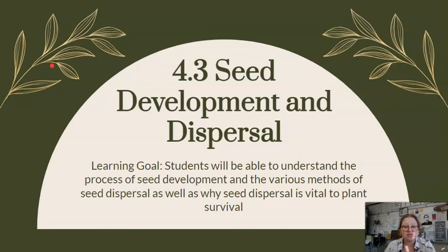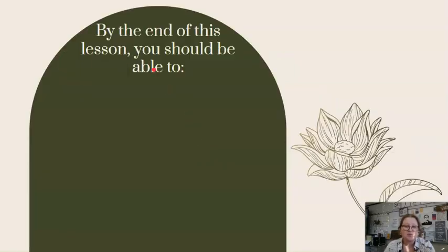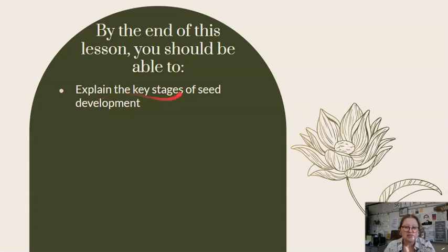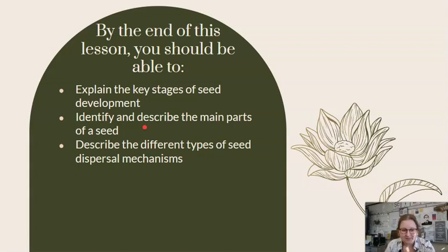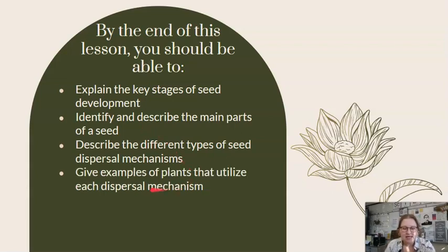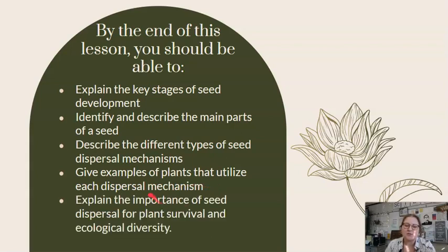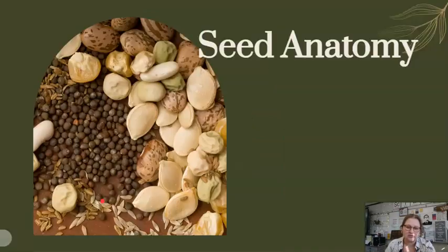So the learning goal is that you'll be able to understand the process of seed development and the various methods of seed dispersal, as well as why seed dispersal is vital to plant survival. So by the end of this lesson, you should be able to explain the key stages of seed development, identify and describe the main parts of a seed, describe the different types of seed dispersal mechanisms, give examples of plants that utilize each dispersal mechanism, and also explain the importance of seed dispersal for plant survival and ecological diversity.